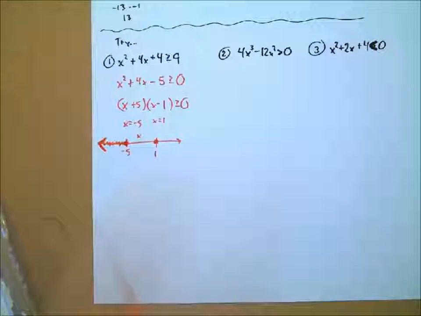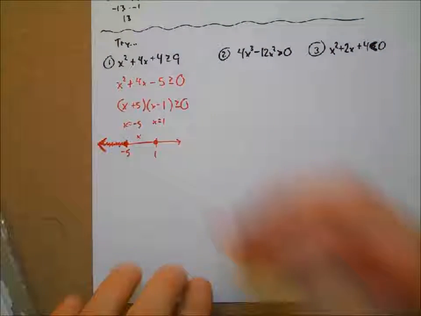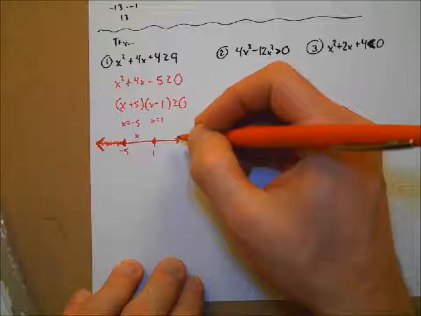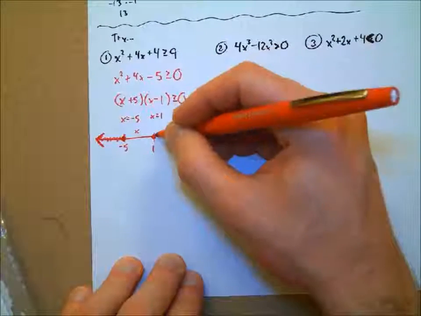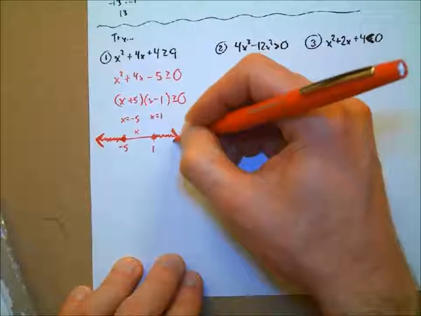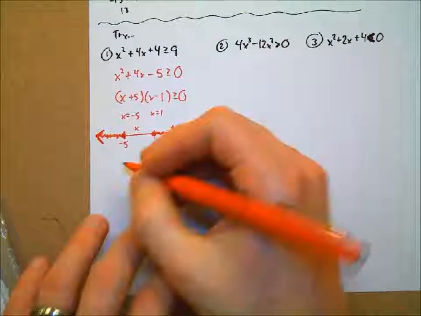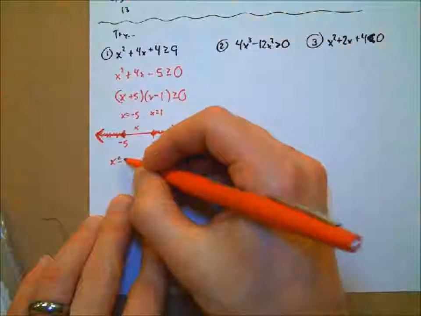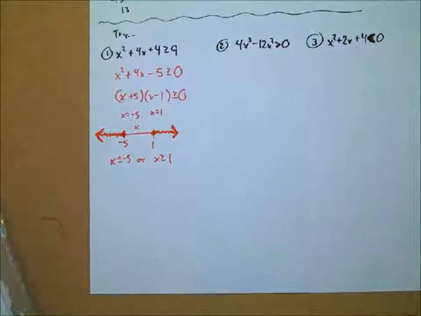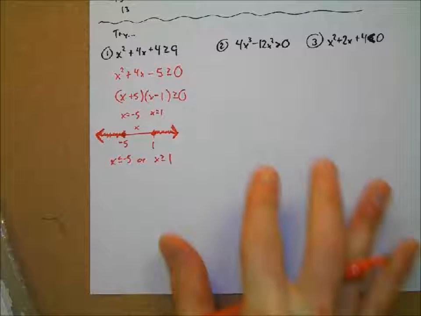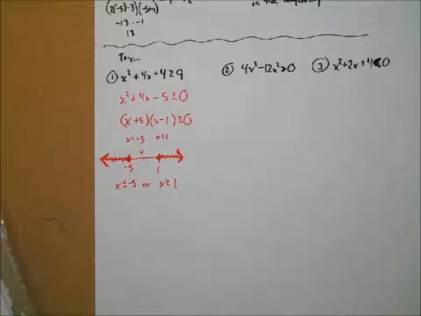All right. And then did you test something here? Yeah. Good. What did you test there? 2. 2 plus 5, positive. 2 minus 1, positive. Positive times positive, positive. Okay, so there's our solution set, or as an inequality, x is less than or equal to -5, or x is greater than or equal to 1, right? Good. Questions on the first one there? Easy peasy? All right. Thank you, Julia.